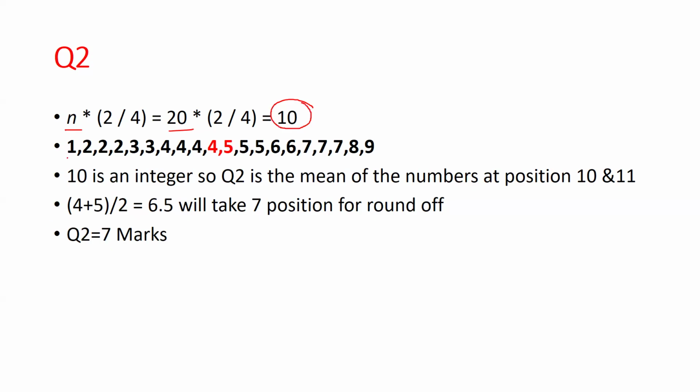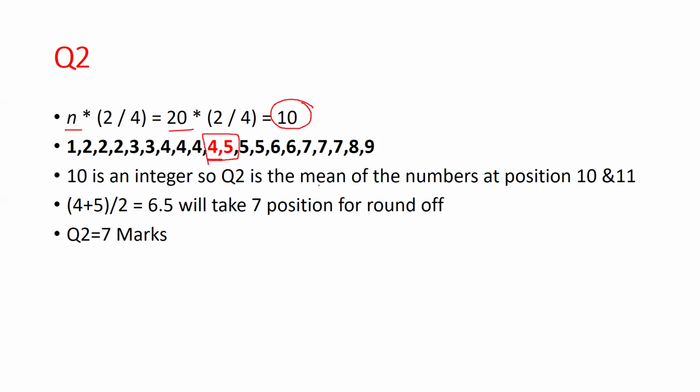I would count from here: 1, 2, 3, 4, 5, 6, 7, 8, 9, 10. And 10 is an integer. So you can see 1, 2, 3, 4, 5, 6, 7, 8, 9, 10. Right. So here is what we have to do. We will take a mean of both these numbers. So 10 is an integer.